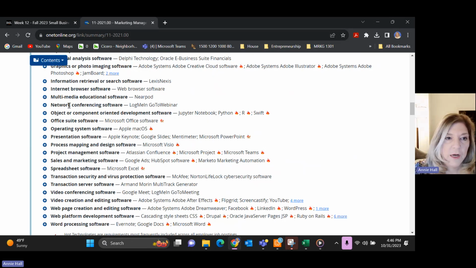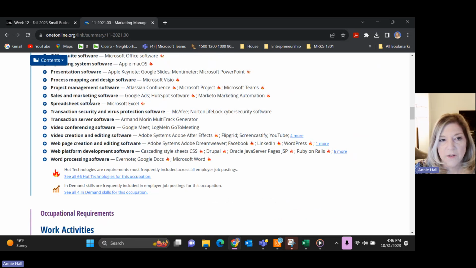So again, I always think it's neat to look at these by job type because there's a lot of things like I may not understand on here, but that might be pertinent, like sales and marketing software, obviously, right? Google Ads, HubSpot, Marketo. So a lot of these things, we may not know what they are, but as a small business, would it be nice to understand HubSpot or Google Ads or Marketo? Yes, those are things we should know about. And so we didn't even know we needed to know that until we see it on this list.